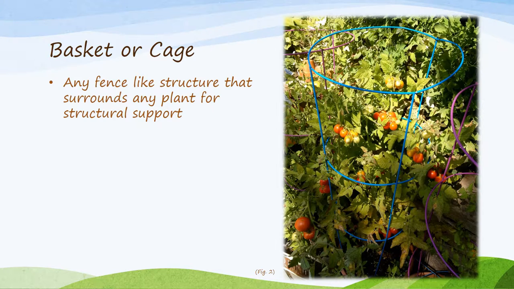Okay, so this is our first example of the plant support structure. We have here basket and cage. Now, any fence-like structure that surrounds any plant for structural support can be characterized as a basket or cage. Typically, these types of systems are limited to one plant each and are not used in large-scale food production. An example of a cage is the recognizable conical-shaped tomato cage that is usually found at your local hardware and garden store.